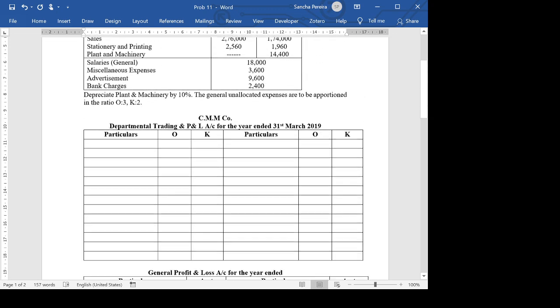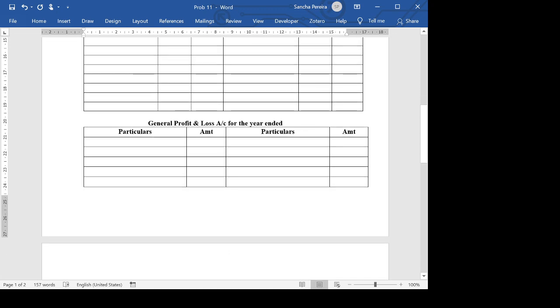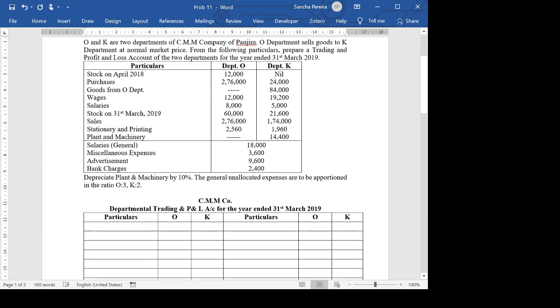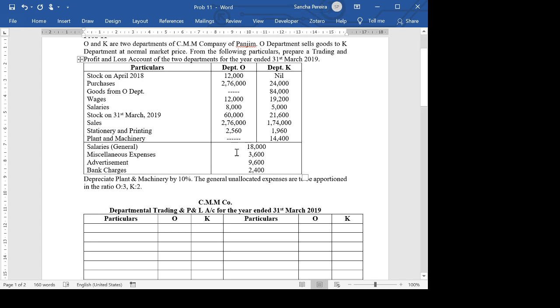We also have the general profit and loss account for the year ended 31st March. We have the stock reserve that will go there, 31st March 2019. Yeah, that's it. So we'll start with the departmental trading profit and loss account.